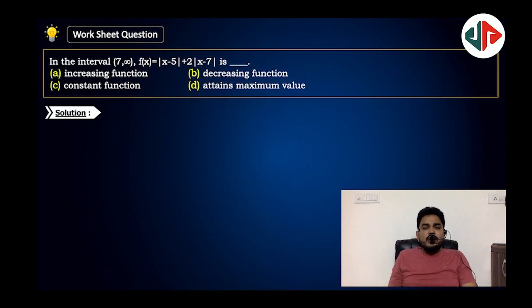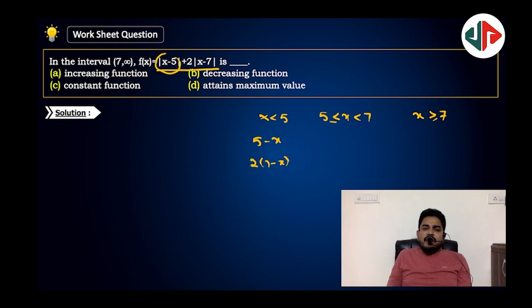In the interval 7 to infinity, what about mod of x minus 5 plus 2 times mod of x minus 7? Here you need to take the cases x less than 5, 5 less than or equal to x less than 7, and x greater than or equal to 7. For x less than 5, this portion is 5 minus x and this portion is 2 times 7 minus x. When you write this, it is 19 minus 2x, so the function is decreasing.